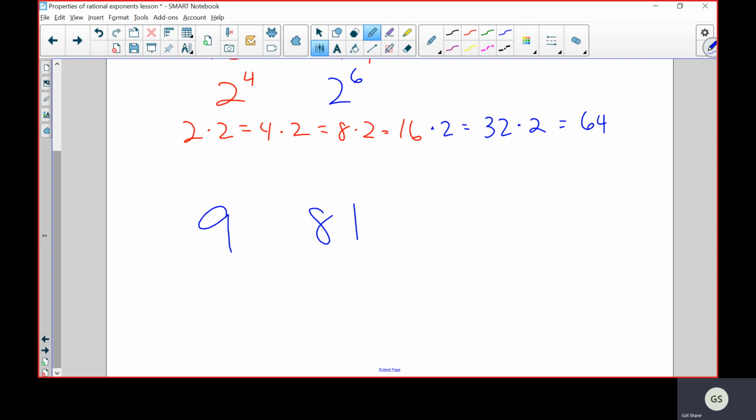So let's start with 3. Can we multiply 3 times itself and get 9? Yeah, right. 3 times 3 is 9. How many 3s do we have there? So 3 squared works to get 9. Again, we may not be done. 3 may not wind up being the base because it might not work for the 81, but we know it worked for the 9.